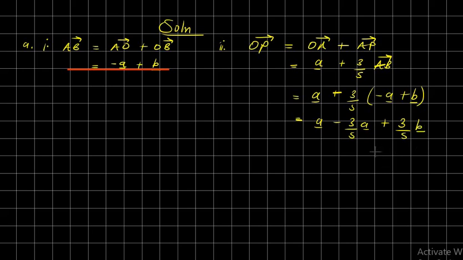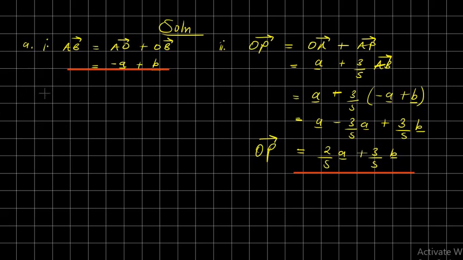Simplifying that, we are simply going to get the vector which is equal to 2 over 5 A vector plus 3 over 5 of vector B. So that will give us the solution for that question. So here, that is our vector OP.